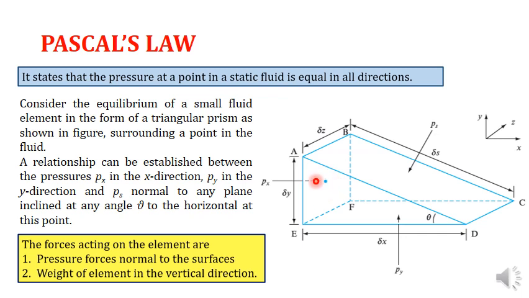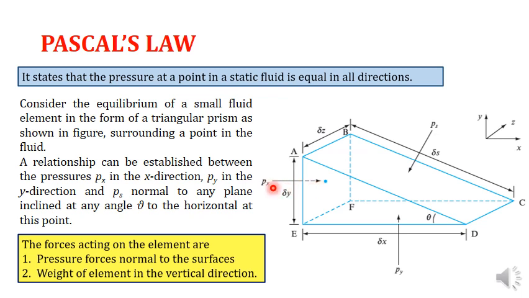Now the next is the applied forces on this isolated region surrounding the point at which we are interested in determining the pressure. A relationship can be established between the pressure Px in the x direction, Py in the y direction, and Ps, which is normal to any plane inclined at any angle theta to the horizontal at this point. Three forces are going to be considered here.